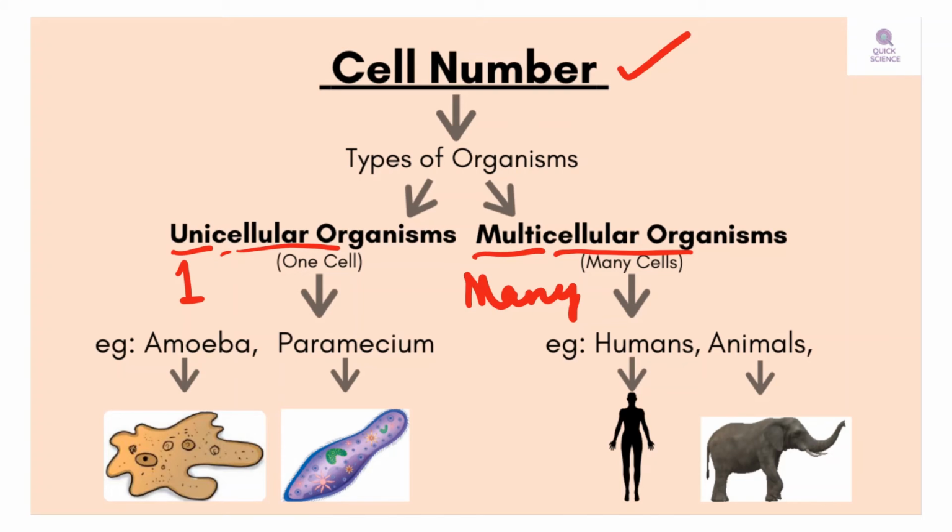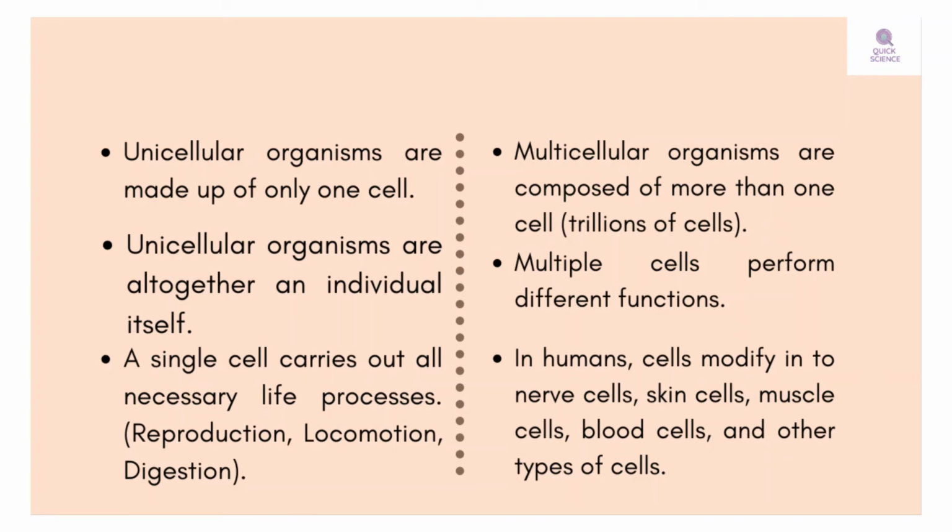Examples for unicellular organisms are amoeba and paramecium. And examples for multicellular organisms are humans and animals. As I have already told you, unicellular organisms are made up of one cell, whereas multicellular organisms are composed of more than one cell. In fact, trillions of cells. Unicellular organisms are altogether an individual itself. A single cell performs all the life processes like reproduction, locomotion and digestion. Whereas in multicellular organisms, multiple cells perform different functions.